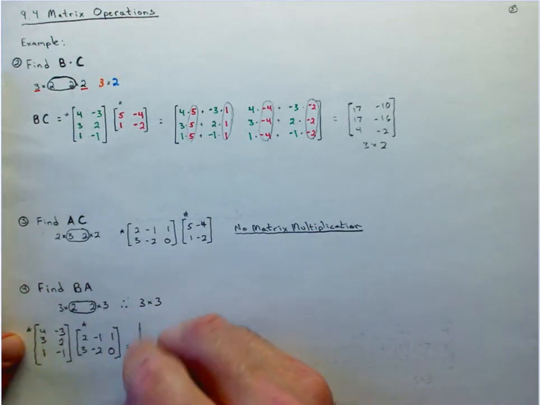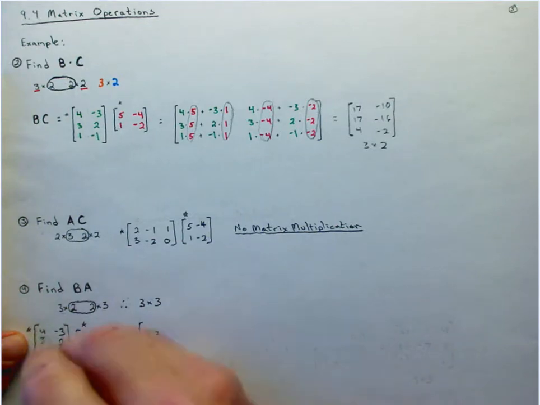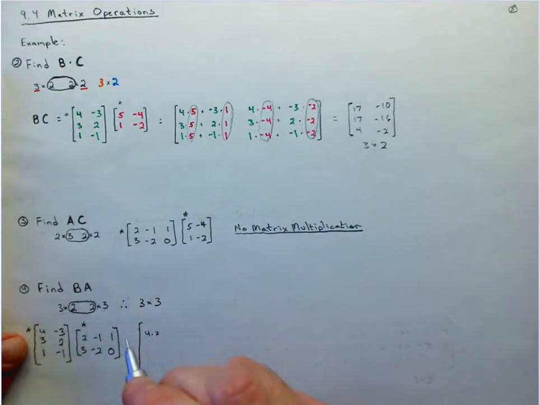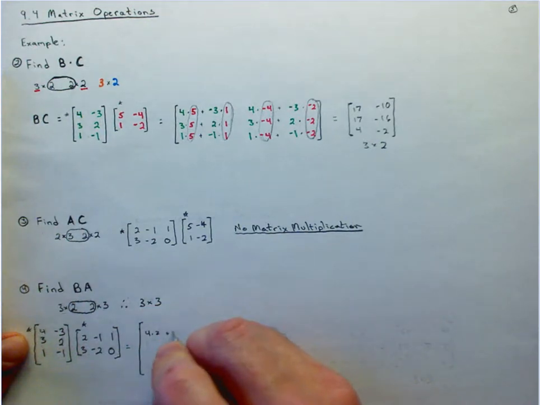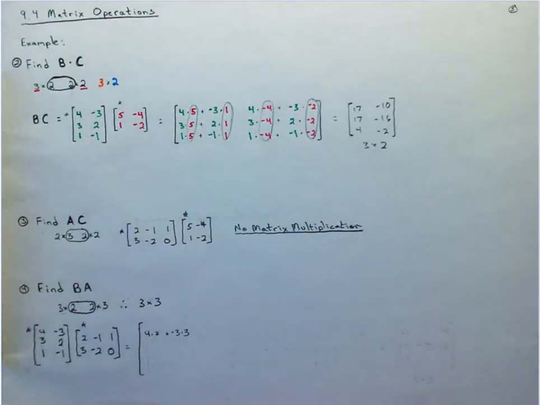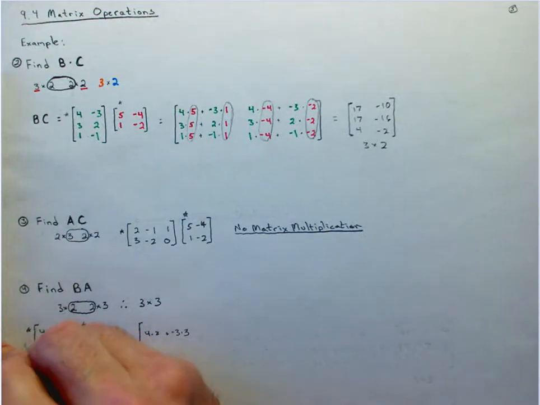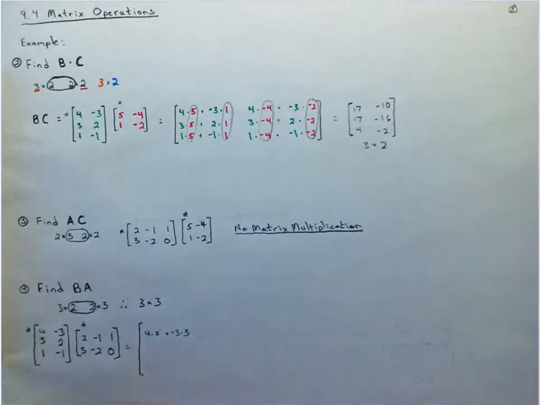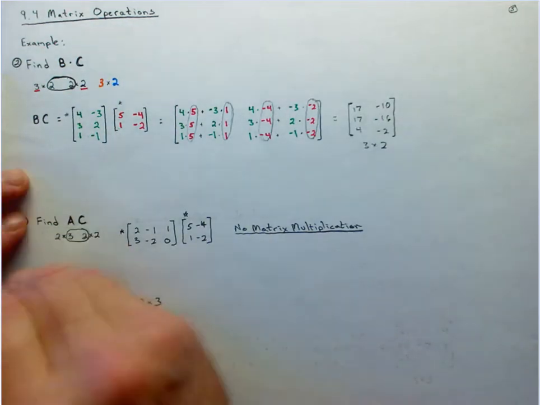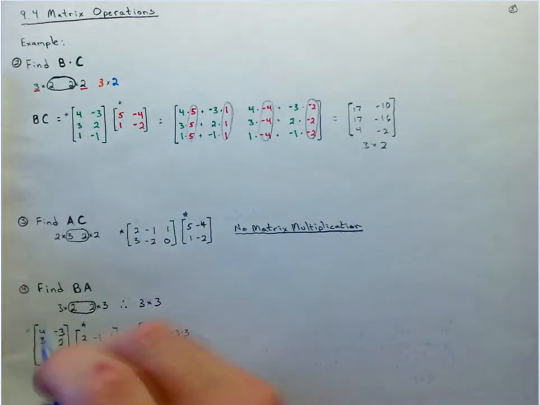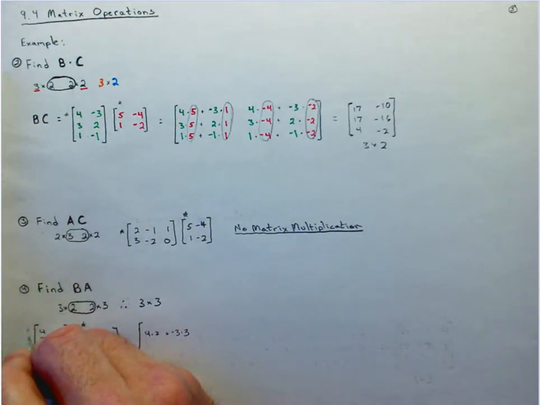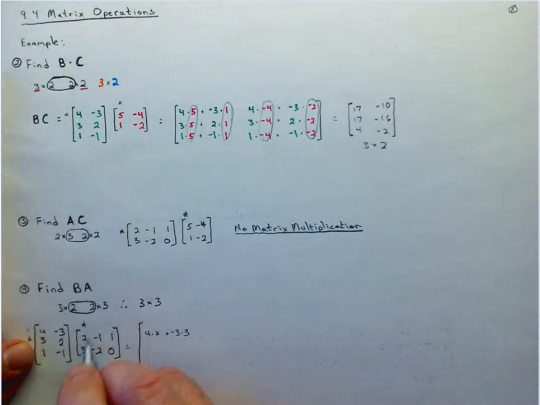So give myself some room here. I'm going to have 4 times 2, and it's row times column. A negative 3 times 3 plus a negative 3 times 3. I did that one. Now I move to my next row. Erase that. Next row. Row times column.